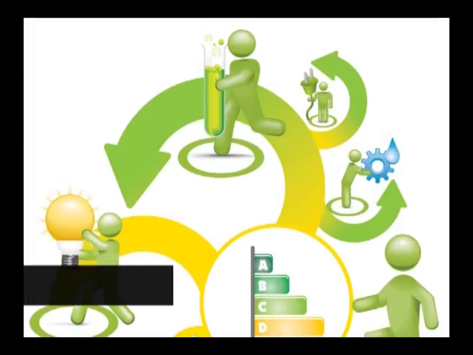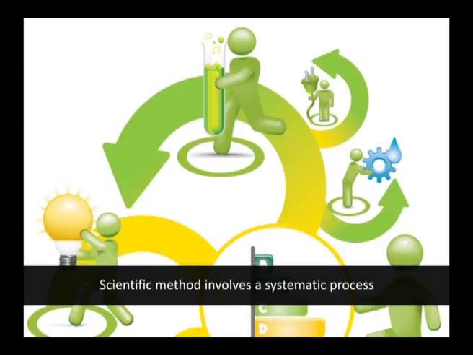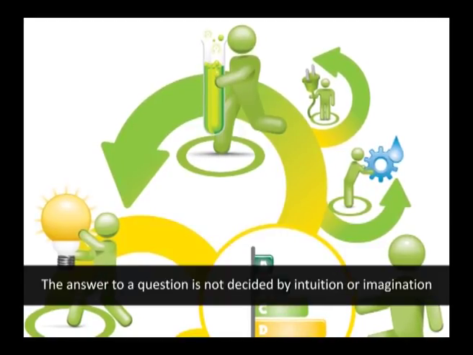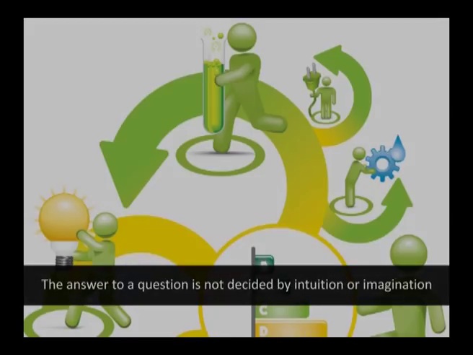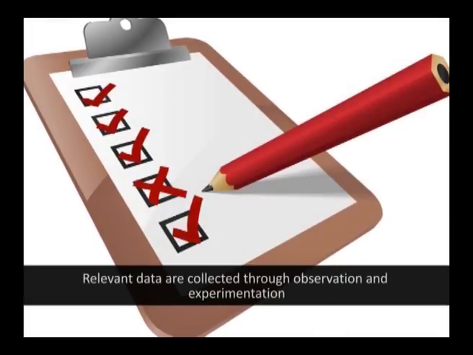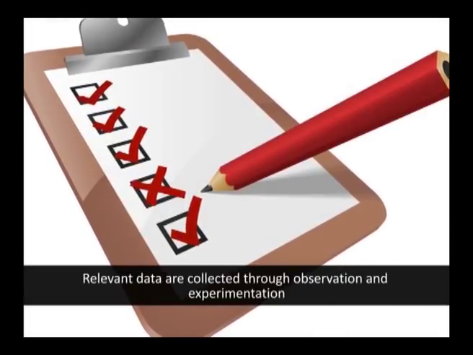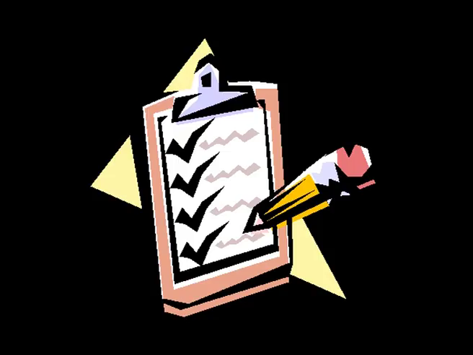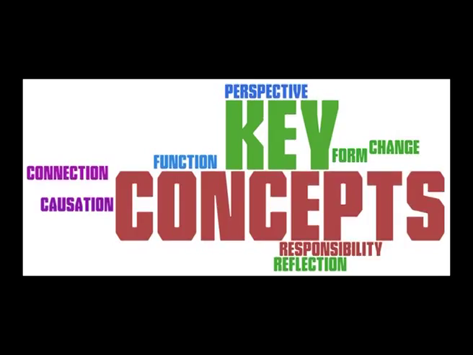Basis of scientific method. Reliance on empirical evidence. Scientific method involves a systematic process. The answer to a question is not decided by intuition or imagination. Relevant data are collected through observation and experimentation. The validity and the reliability of data are checked carefully, and the data are analyzed thoroughly using appropriate methods of analysis. Use of concepts. We use concepts to deal with real facts.